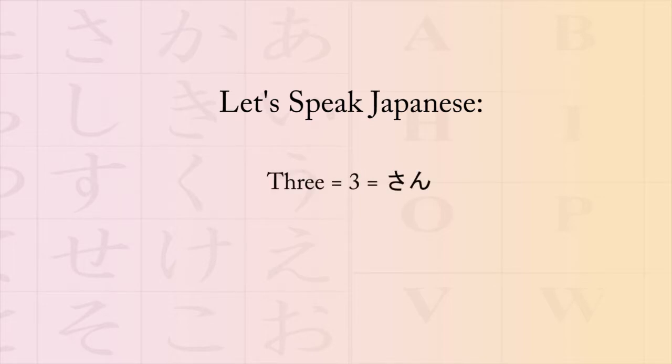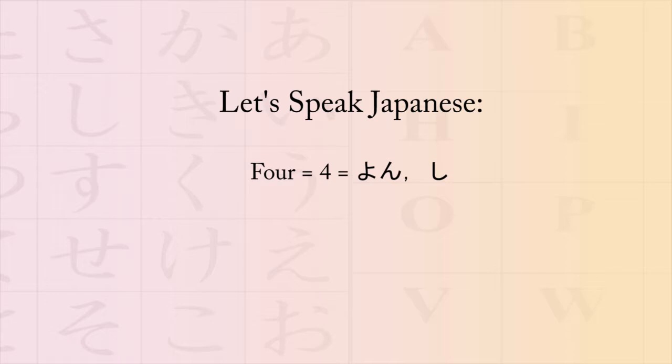Next up we have the number 3, which in Japanese is san. So it consists of two Japanese letters, the letters sa and n. And when you put it together, it becomes san, or faster san.